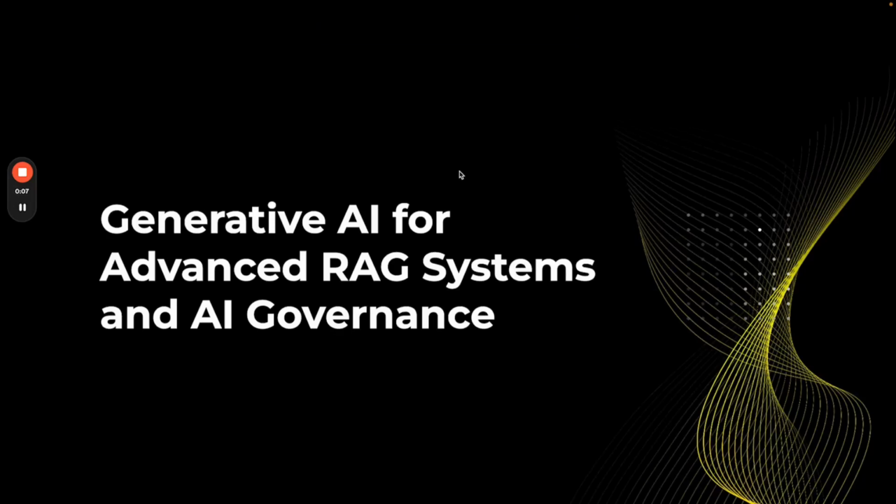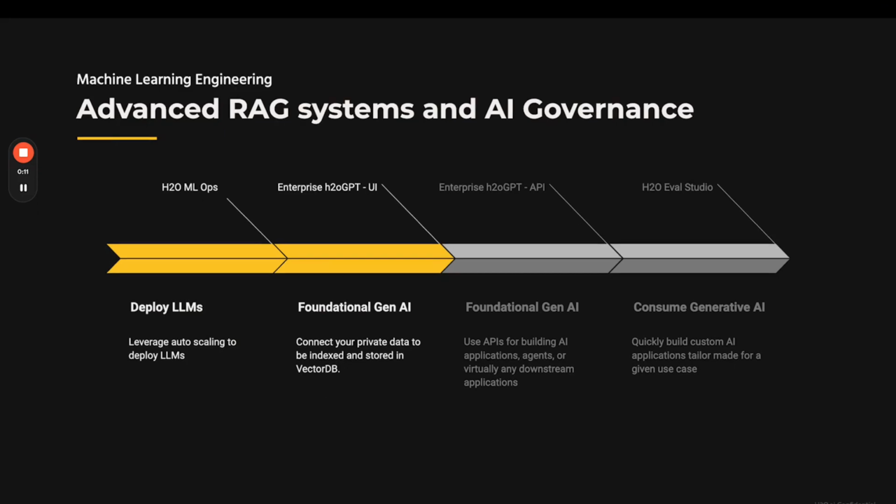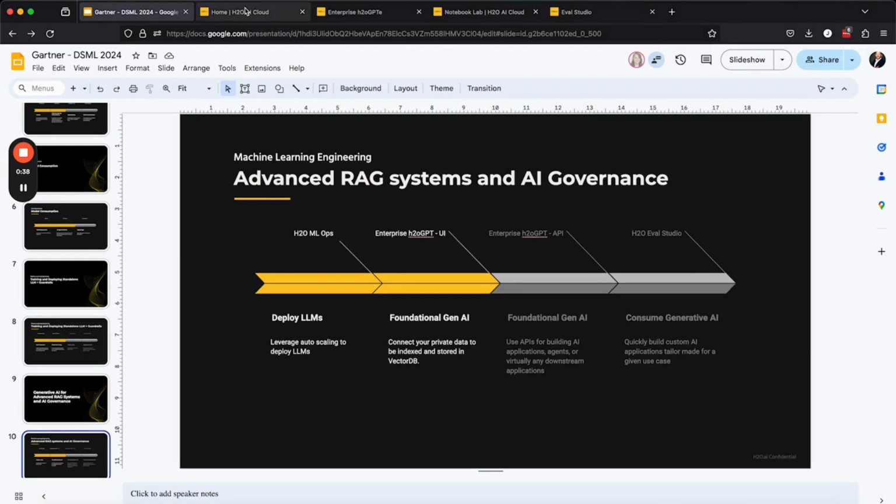Hi, in this demo, we'll take a look at generative AI for advanced RAG systems in the context of AI governance. We'll pick up where we left off with the deployed large language model and H2O MLOps. We'll then look at the Enterprise H2O GPT UI, which is a foundational framework for advanced RAG systems. And then we'll look at the API for Enterprise H2O GPT, so machine learning engineers and developers can build their own custom tailored AI agents and applications. And then Eval Studio as an evaluation framework for large language models and generative AI.